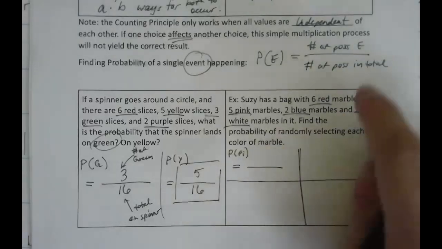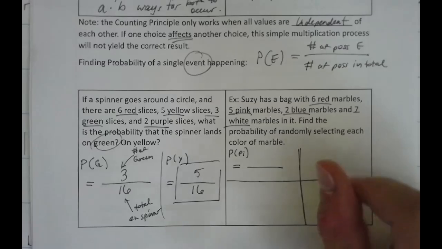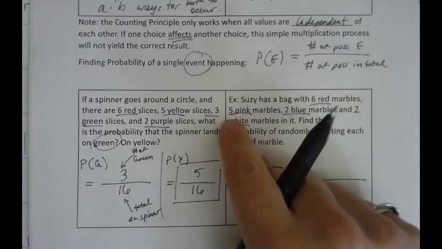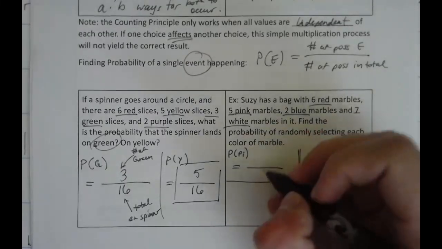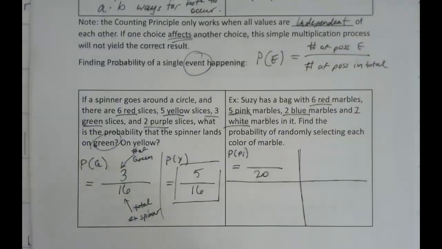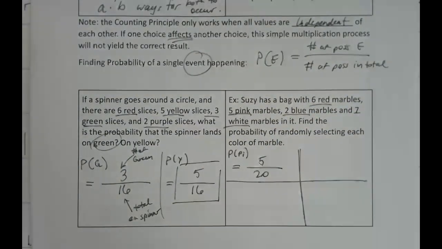Well, let's see. There are a total of 6, 5, 2, and 7. Well, let's see. 6 and 5 is 11. 2 and 7 is 9. So there's a total of 20 possibilities. Alrighty. So there's a total of 20, and out of that, there are 5 that are pink.